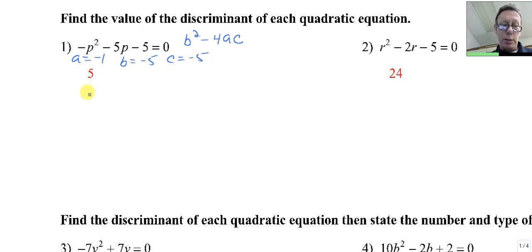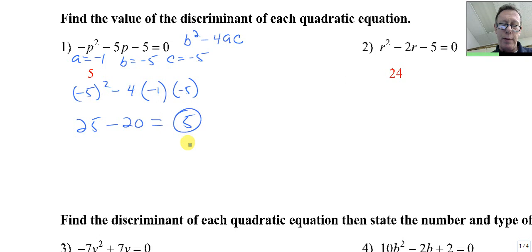So I've got b squared, that's -5 squared, minus 4 times a times c. -5 squared is 25, minus 5 times -5 times -1. Sorry, -5 times -1 is 5 times 4 is a positive 20. So subtracting those, I get 5.